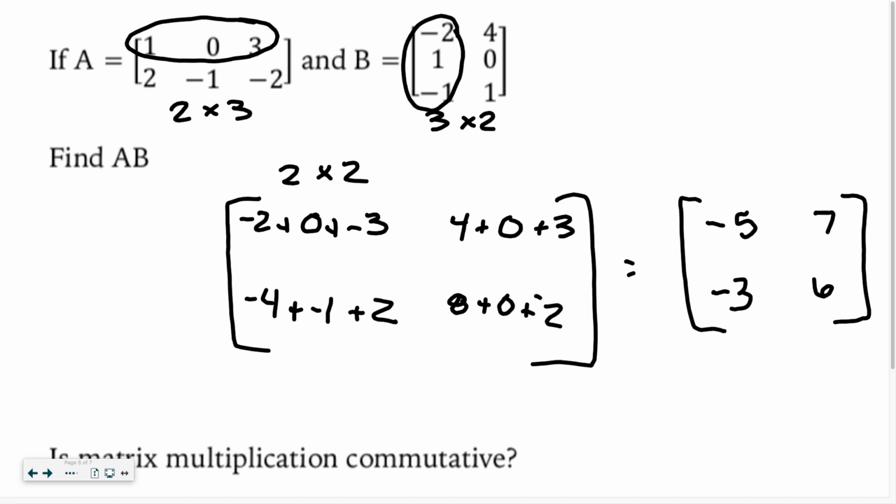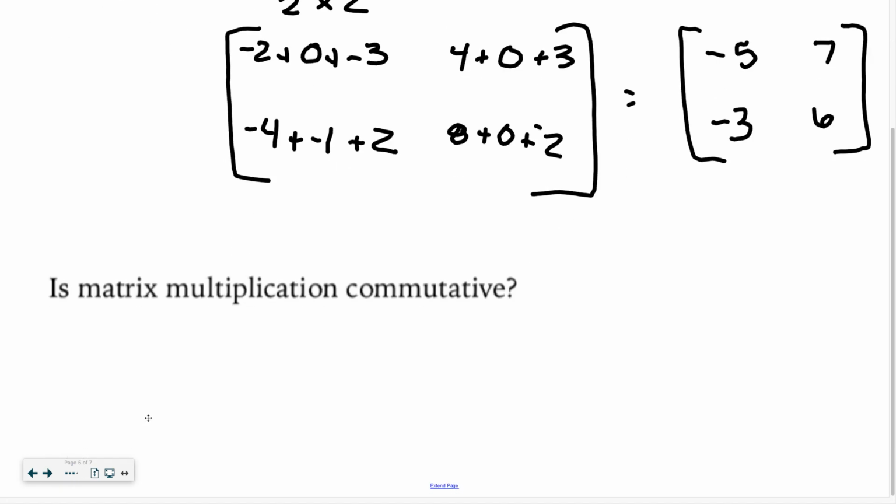Now, there is one final question for you to think about here. Is matrix multiplication commutative? Can someone describe to us what commutative means in multiplication? Yeah, change the order and it's the same thing, right? So like 3 times 5 is 5 times 3. They're both 15. So we just did A times B. We're wondering, is B times A the same as A times B? Without multiplying it all out, does anybody have an answer for us?